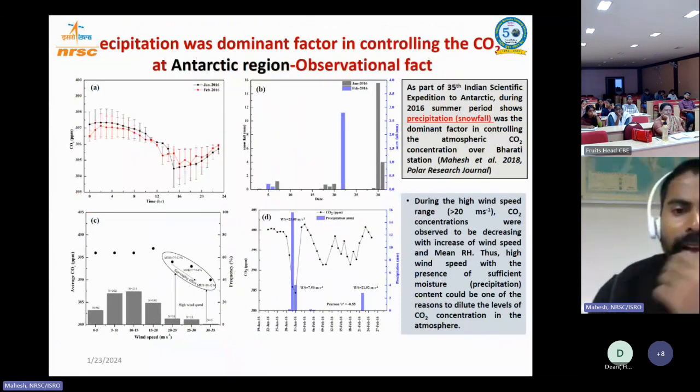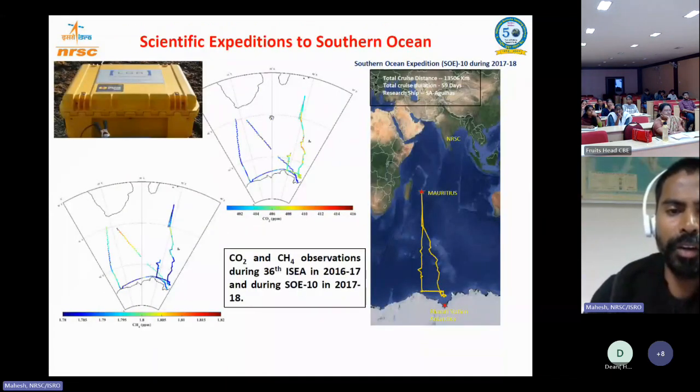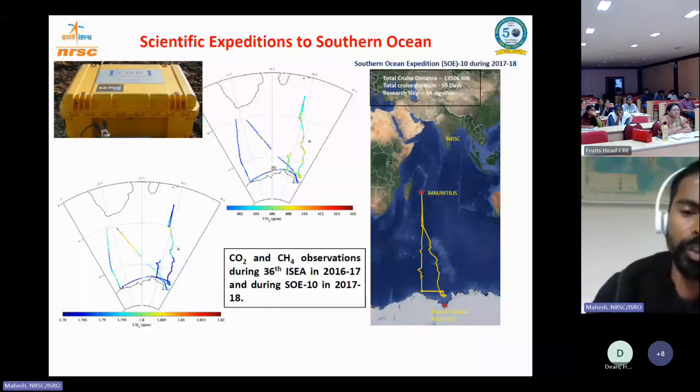I'll skip this slide. And this is also where we carried out our observations over the Southern Ocean, because the oceans are, as I mentioned, one of the major carbon sequestration sinks on planet Earth. Of the CO2 we release today, 20% goes to the ocean. They absorb it in the bicarbonic acid form.